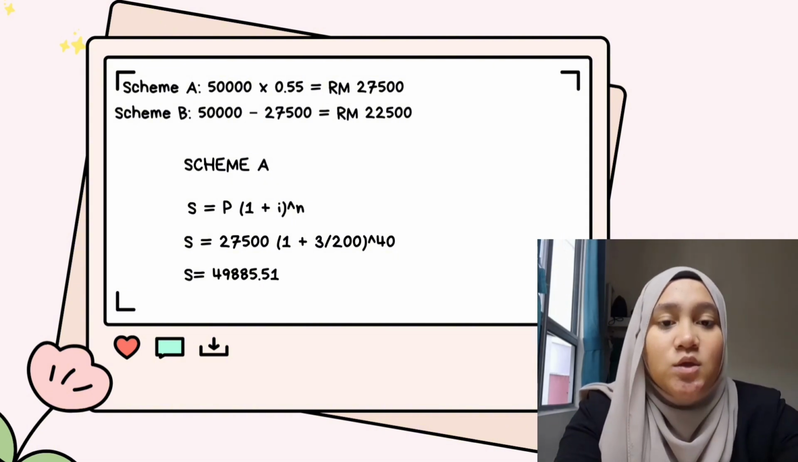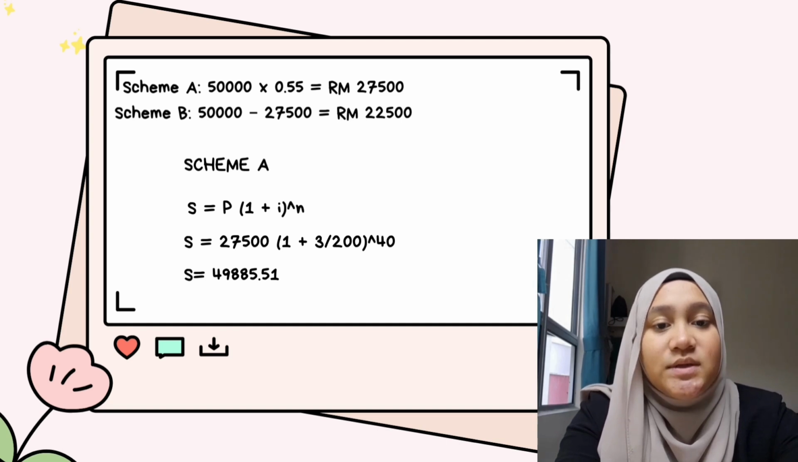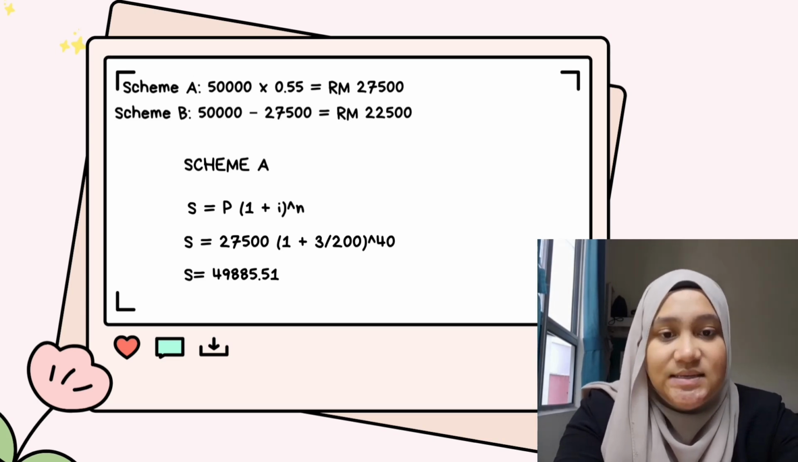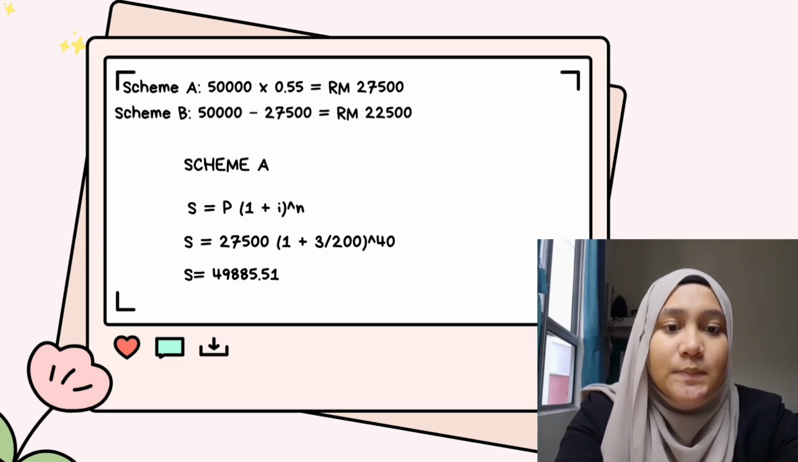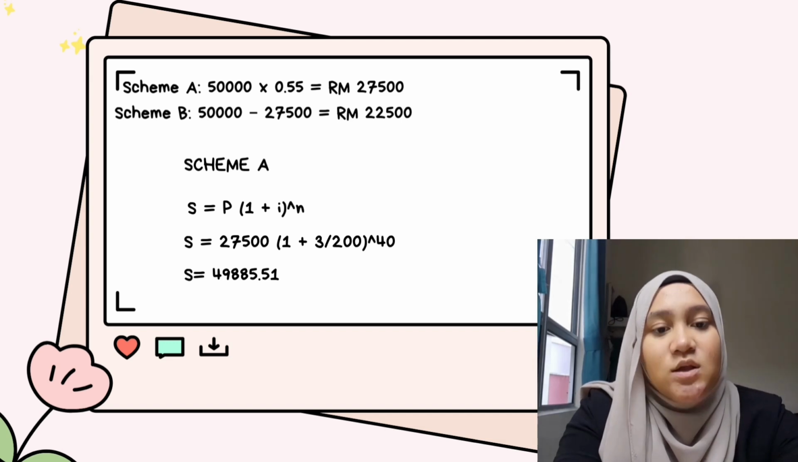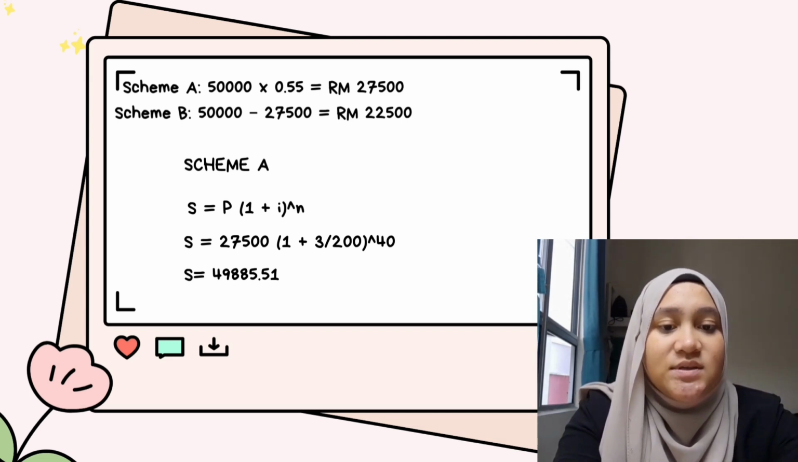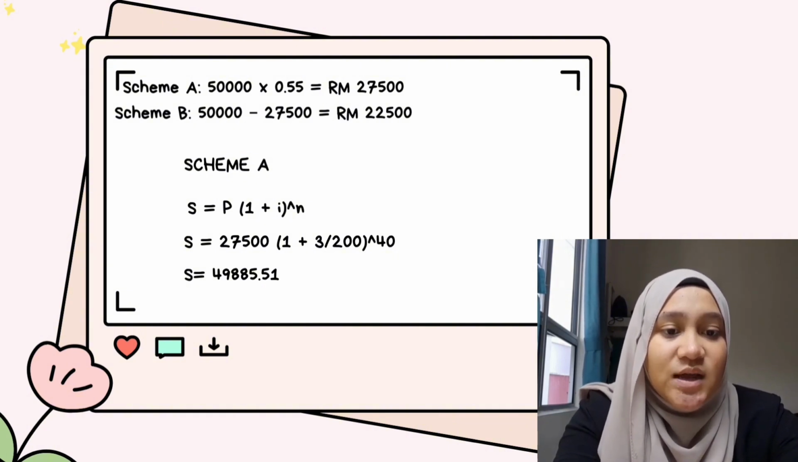For scheme A, you'll get 27,500 ringgit. For scheme B, you'll get 22,500 ringgit. The formula I use for this question is compound, which is S equals P in bracket 1 plus i to the power of n. You put those numbers in the formula and you'll get S equals 27,500 in bracket 1 plus 3 over 200 to the power of 40. The answer for S is 49,885 ringgit and 51 cents.